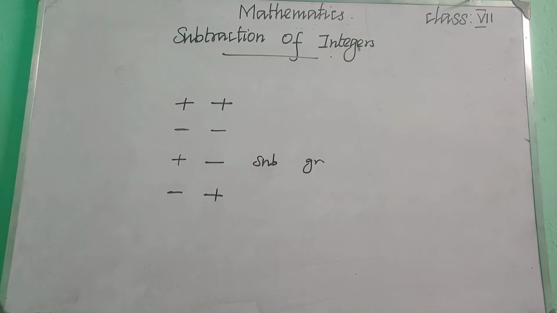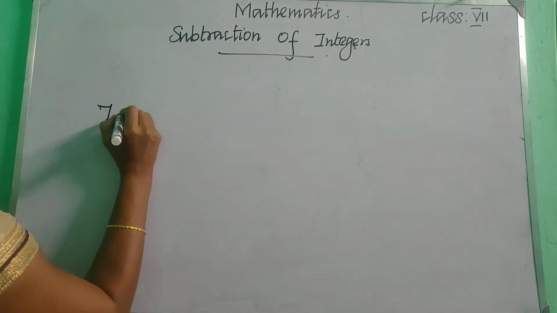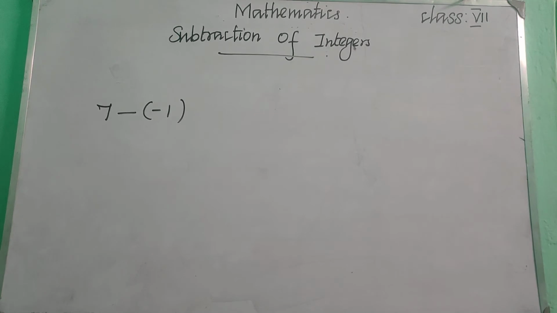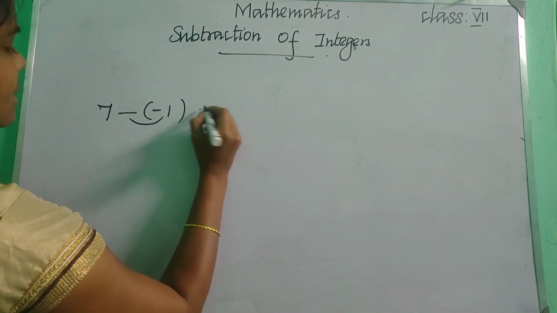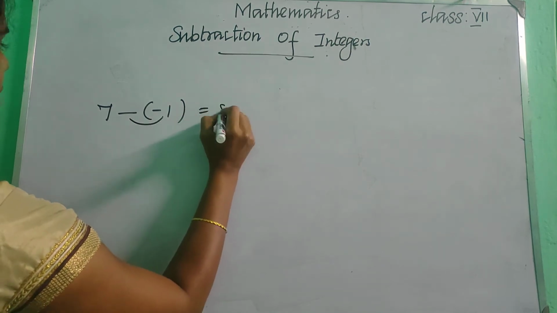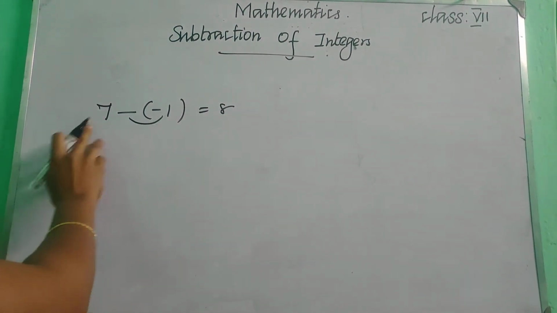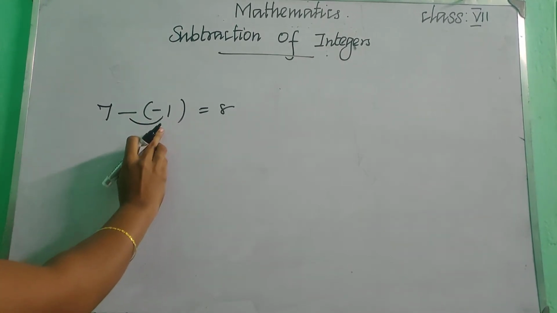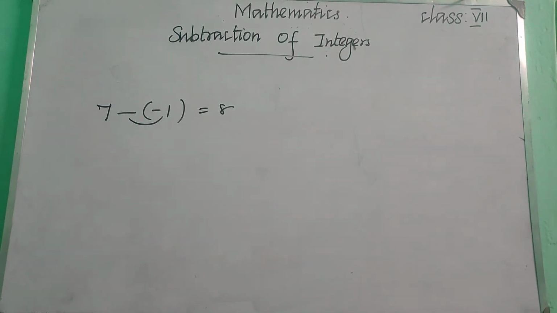Okay children, this is the thing we need to remember in your mind. Let us do sums and try these. If you are having 7 minus of minus 1, what will you get? Minus minus will get plus, right? So 7 plus 1, 8. The answer is 8. If you are having same symbols here, we need to multiply these signs. So minus and minus will get plus. So 7 plus 1, 8. As like this we'll put.